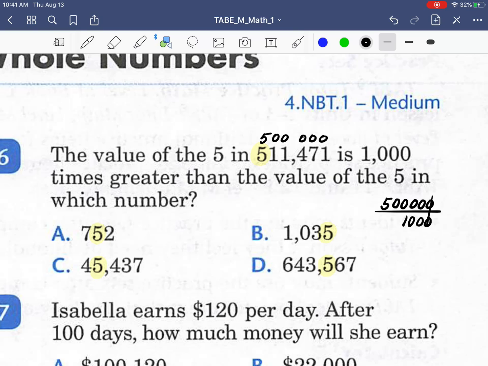So we're going to take this big number and break that down by 1,000. Cancel your zeros in pairs, as many of them as you can. And then 1 into 500 is 500. So let's look at our choices, and it looks like D is the one that has the 500. The others have 5s, but they're the wrong values of 5s. The digits are in the wrong places. So for number 6, we are looking for D.